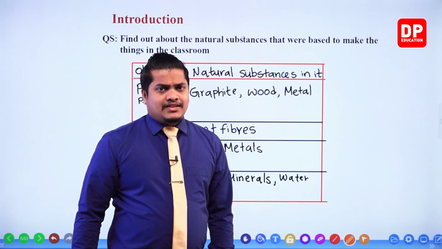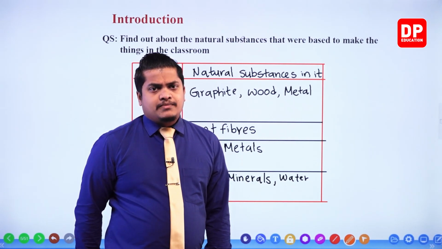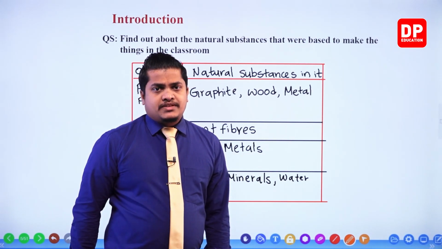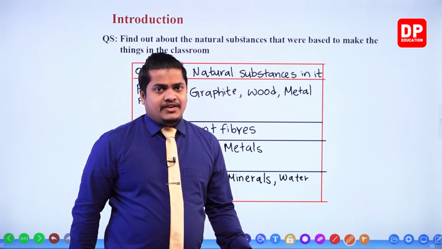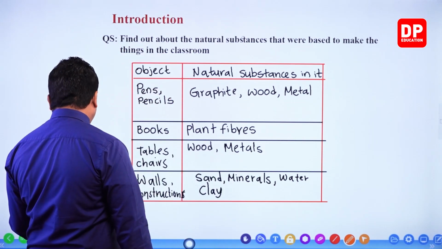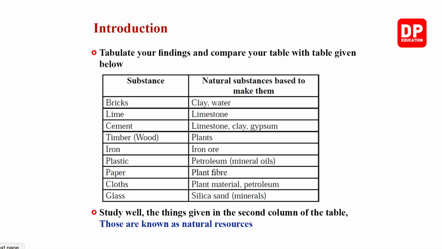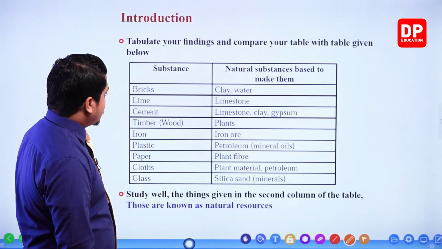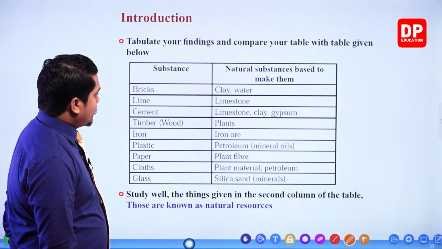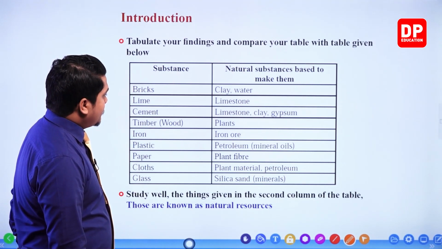So now I think that you got the idea about natural substances quite well. What do you mean by natural substance, right? And how to identify these natural substances in our usual objects that we can observe in our day-to-day environment, right? Okay then. Tabulate your findings and compare your table with the given one. Okay, so they have given several things in here. Let's see. Substances, bricks. So to make bricks, we use clay and water. To make lime, we use limestone.